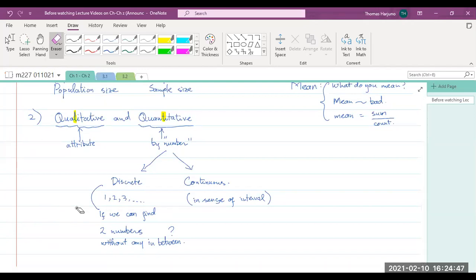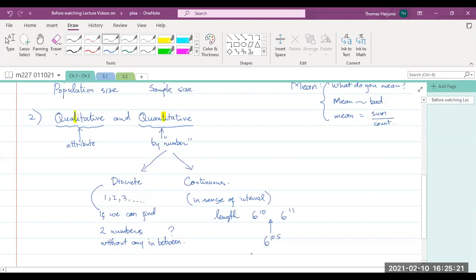How many children do you have, Thomas? I have 2 children. Somebody else has 3 children, but nobody will have 2.5 children. Now continuous is like, for example, the length. How tall are you, Thomas? I'm 6'10". And you may be, let's say, 6'11". But we can easily find, maybe not that easy, but we believe we can find somebody 6'10.5", right? Or 6'10.7". We can find it. You see what I mean?